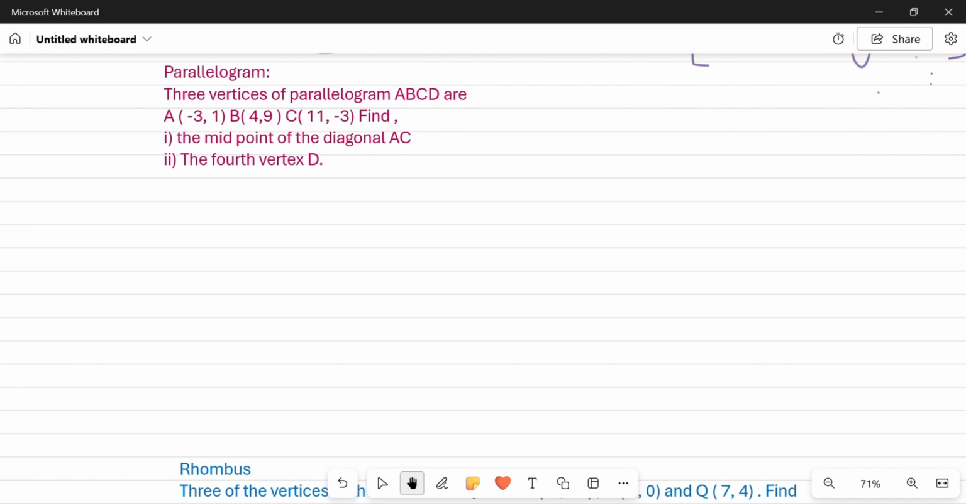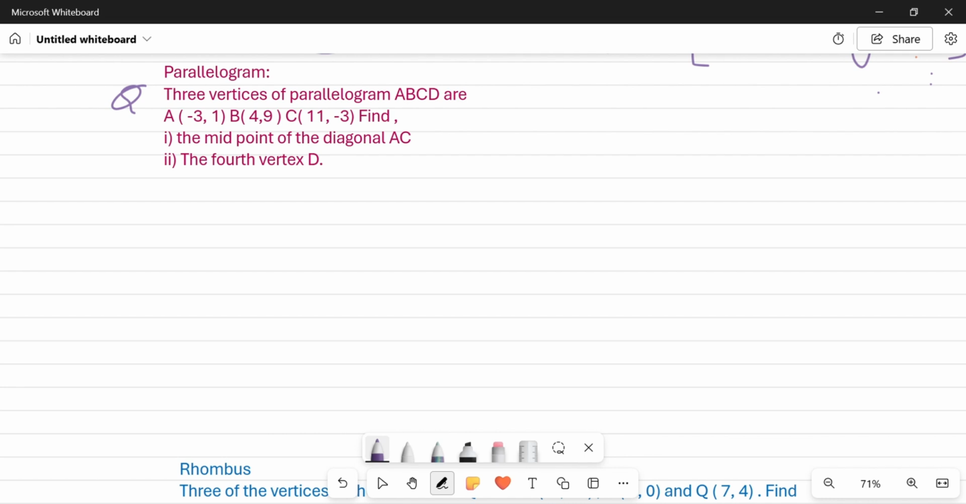Okay, here the next question is, I think this is question number 3. The three vertices of the parallelogram A, B, C, and D are: A is (-3, 1), B is (4, 9), C is (11, -3). So the three coordinates are given to you. Three vertices are given to you, right?